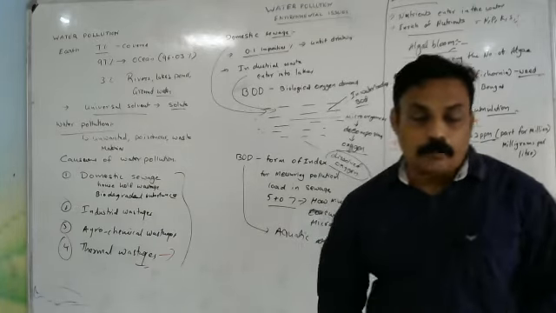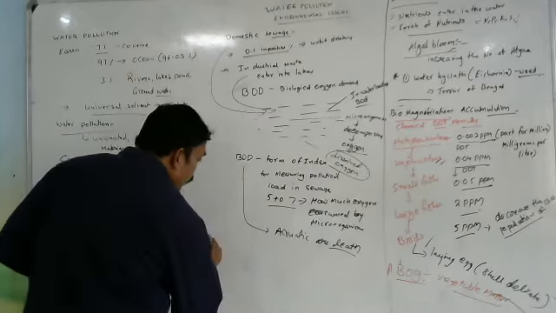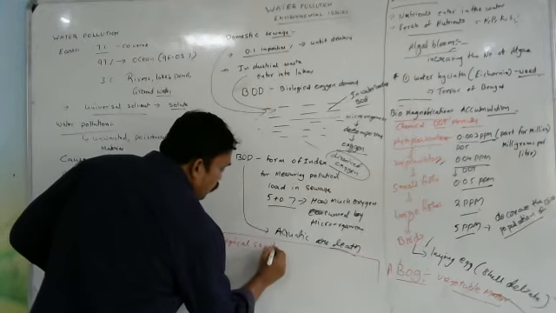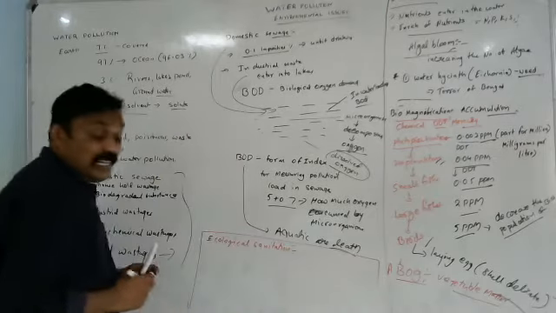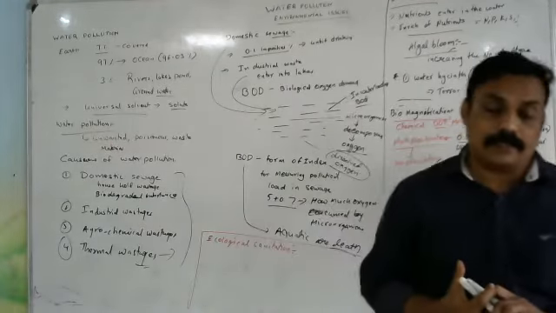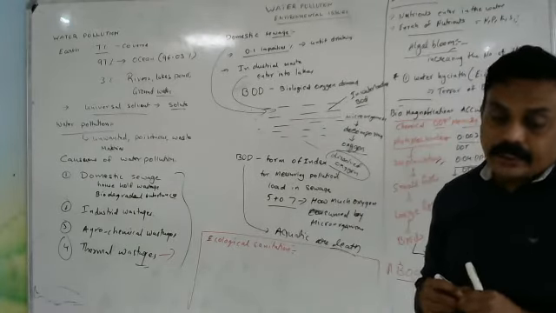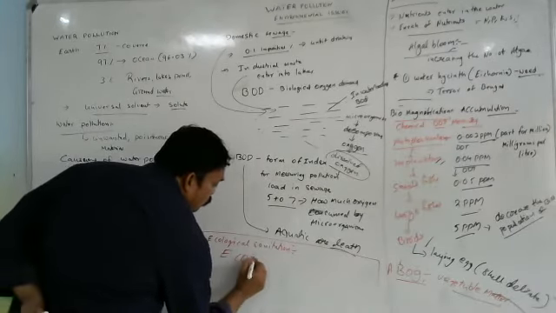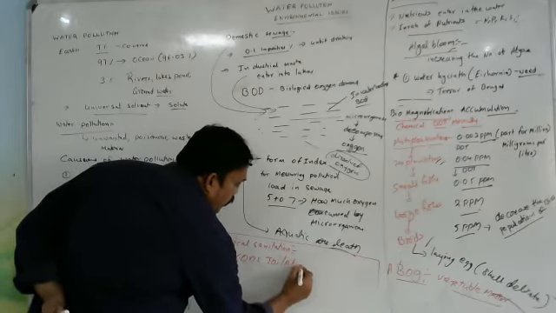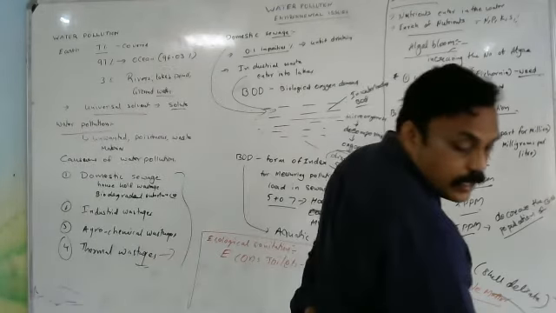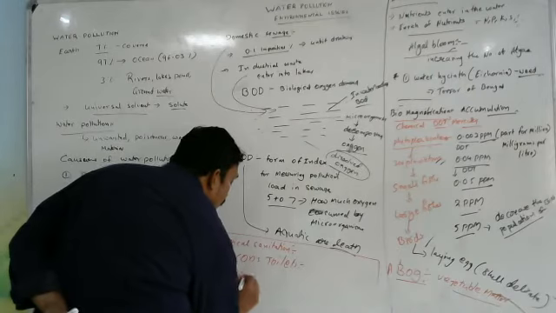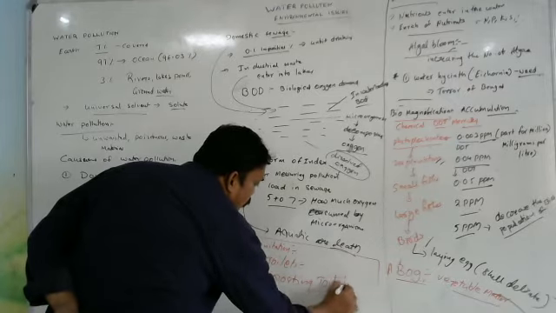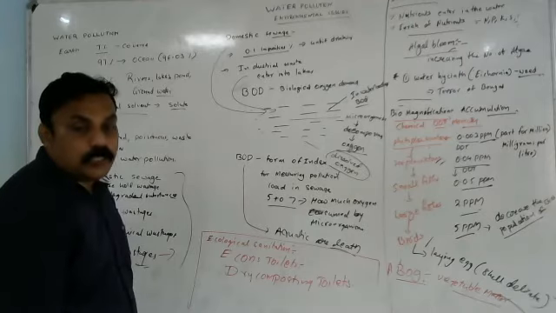And the last concept about water pollution, ecological sanitation. What is the meaning of ecological sanitation? Cleaning the surroundings. In ecological sanitation, we are discussing ISKCON toilets. What is the meaning of ISKCON toilets? ISKCON toilets are nothing but what we can call dry composting toilets. Especially these ISKCON toilets are dry composting toilets.